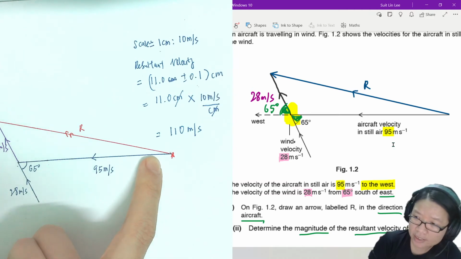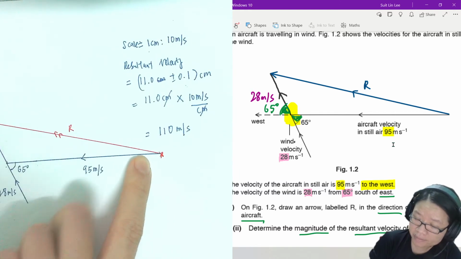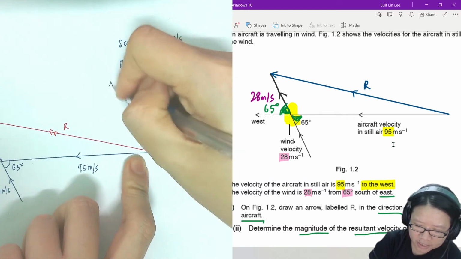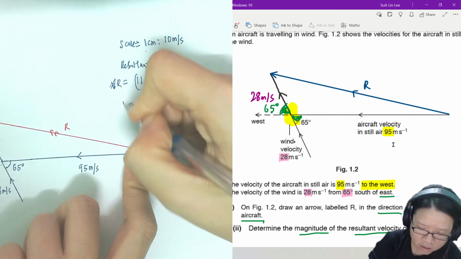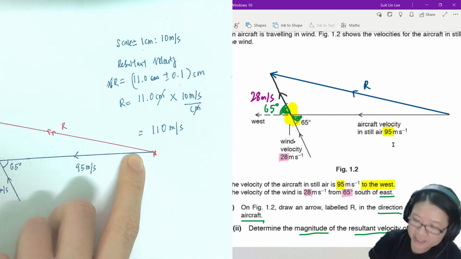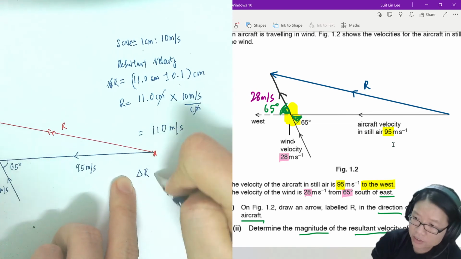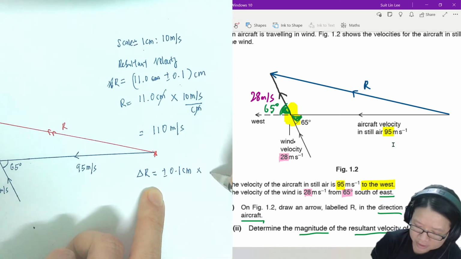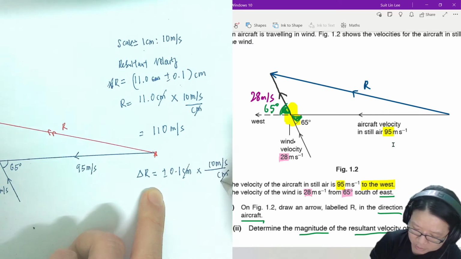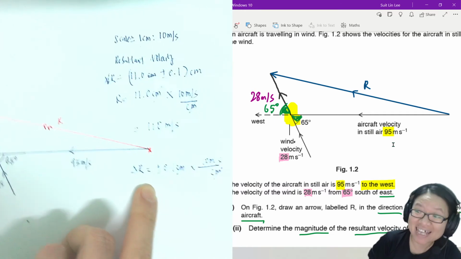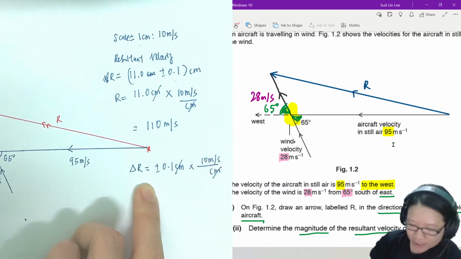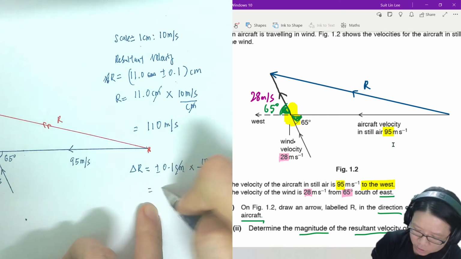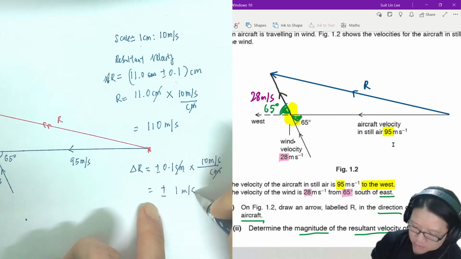If you want to include the uncertainty, the uncertainty also has to be times 10. Let's say this is R. Sorry, this is R. If you want to find the uncertainty in R, I'll just continue here. The uncertainty in R will be equal to plus minus 0.1 cm multiplied by the scale. I'm just teaching this as extra. It's not needed in the question. I repeat, not needed in the question. I'm just doing this in case they ask. Anyway, you can cancel these two, and your absolute uncertainty is plus minus 1 meter per second.